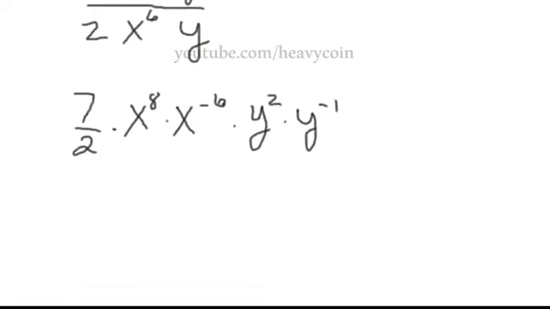Now what do we do here? We add our exponents. We look at our like terms here. We've got two bases that are the same, so this becomes x to the 8 minus 6 times y to the 2 minus 1. And of course we have this 7/2 out front.